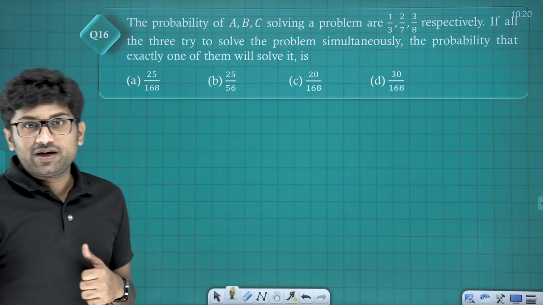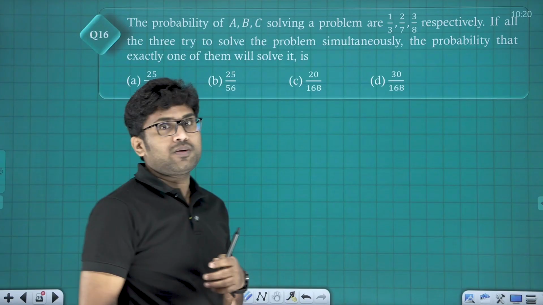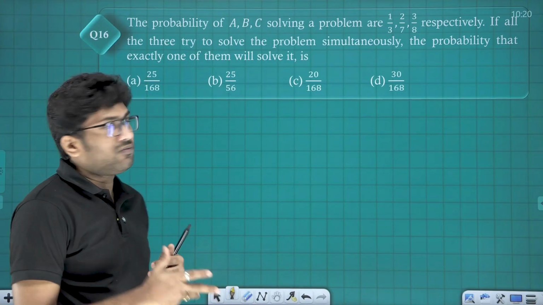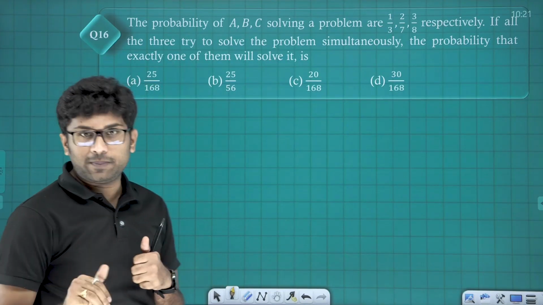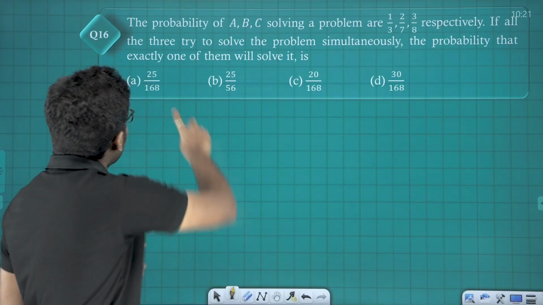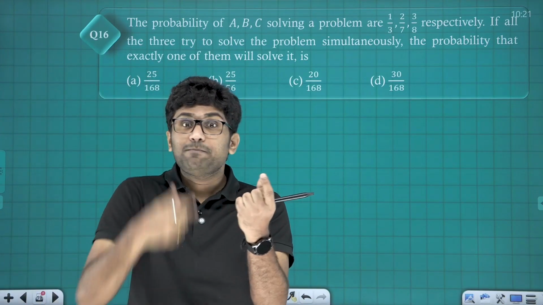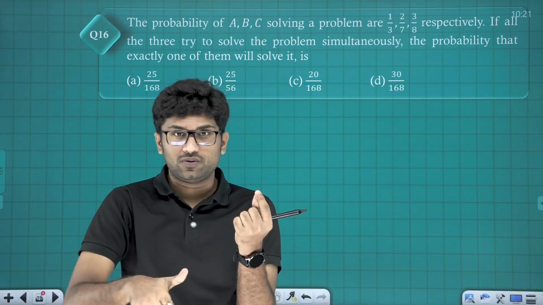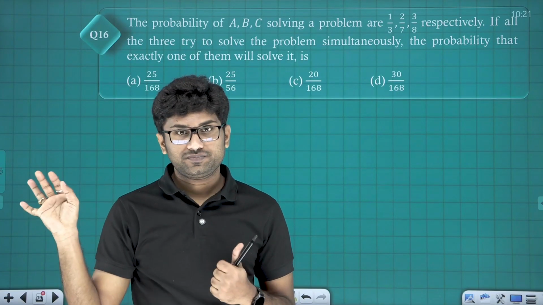So why are they independent? Because the probability of either solving the problem or not solving the problem of one particular person won't affect another. Because solving the problem is completely independent. So these three events are independent. Now the probability that exactly one of them will solve it means if A solves, B and C should not solve. Or if B solves, A and C should not solve.